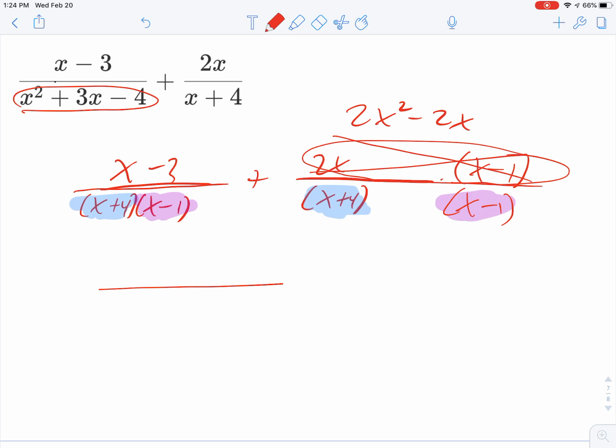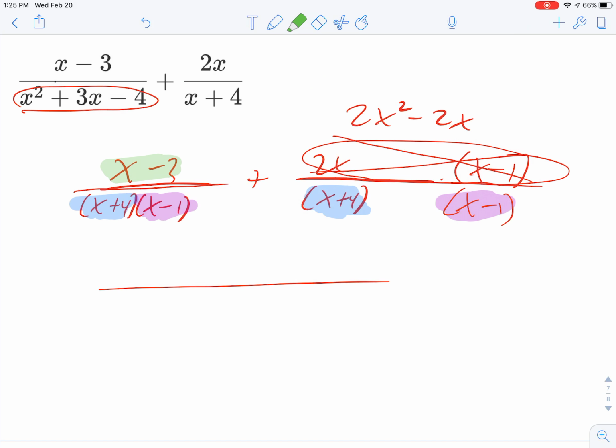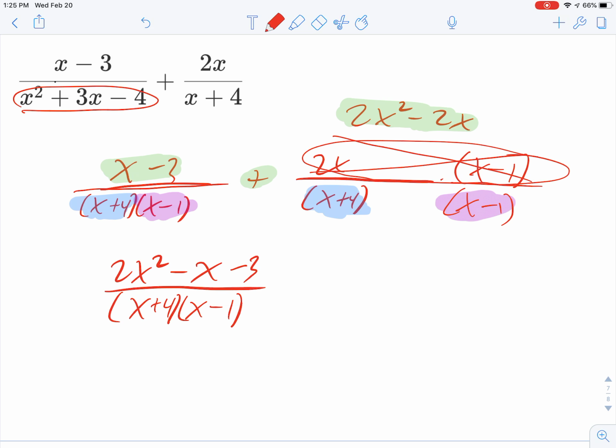Now I'm going to go ahead and add all of that stuff. So all of the, let's change colors again just to keep it different from what we've got. We're going to add that plus that. So we're adding the numerators together. Looking for like terms, I see a 2x squared. I see a minus 2 plus a negative 2x, I should say, so that's a minus 1x, and then I see that minus 3 there. And then on the bottom, I still have that x plus 4 times x minus 1. Okay, that long thing is bothering me, so let me fix that.